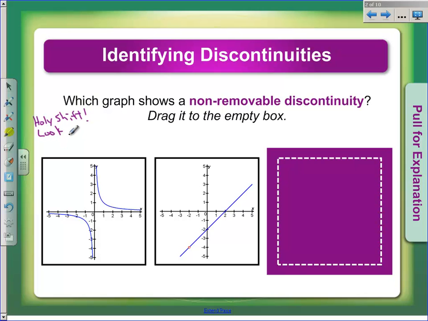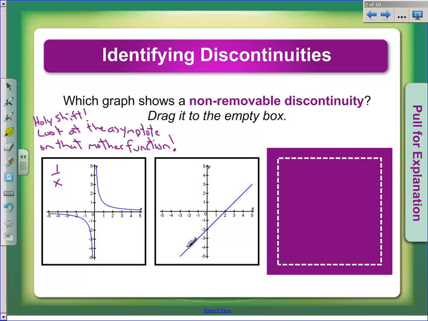One over x, right? Which has an asymptote at x equals 0. So its parent function is 1 over x. And this cannot be removed. There's no way to remove that asymptote. You can't cancel anything out. This is just 1 over x. And what happens is when x equals 0, we have an asymptote, and there's not a common factor on the top and bottom. So that one is non-removable.